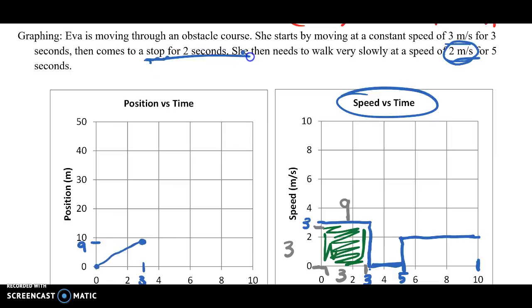Then you're told you come to a stop. So if you're stopped, you're just waiting right at that same point. So from 3 to 5 seconds, just a flat line there. And then lastly, we can figure out the area of this box. We have 2 multiplied by 5, that gives you 10. That means you've traveled 10 more meters. So 9 plus 10 gives you 19. So at 10 seconds, we've gone up to 19 meters. And we can connect those two.